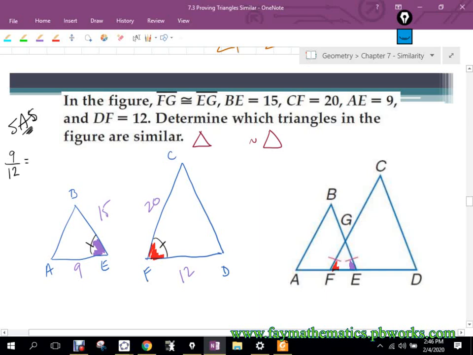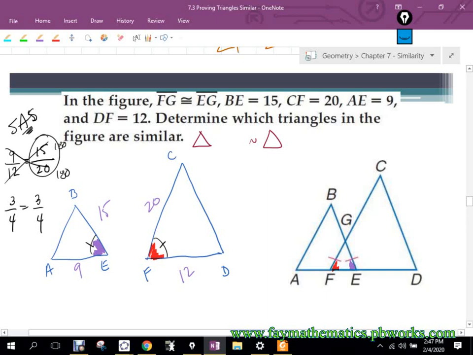So then 15 should compare to 20, right? When I cross multiply, 9 times 20 is 180, and 12 times 15 is 180. So those are proportional. Some of you might like to divide both of these by 3, and that gives you 3/4. Both of these divide by 5, so again that gives me 3/4. Another way to say they're proportional.